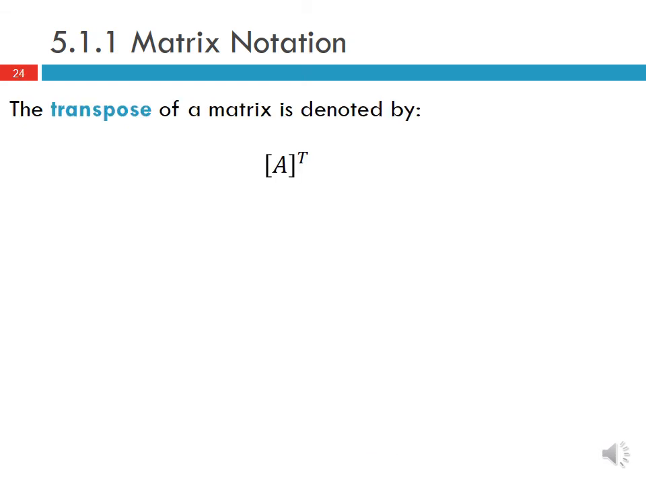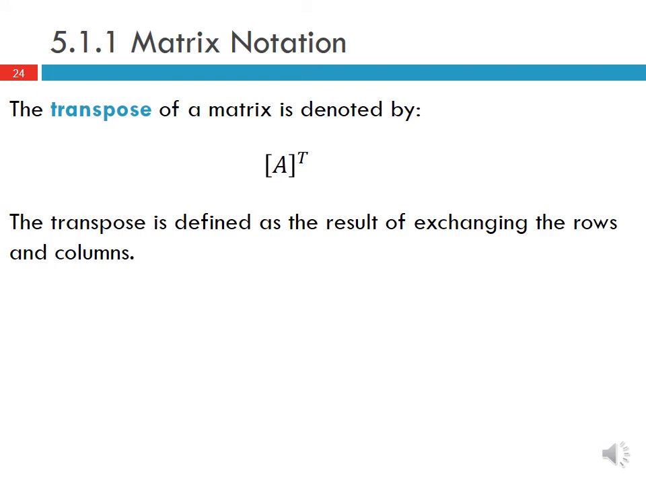So the transpose of a matrix is denoted by the matrix followed by the superscript T. And the transpose is defined as the result of exchanging the rows and columns. So if I have a matrix B, which is equal to the transpose of A, that means the elements Bij are equal to Aji. So I exchange the rows and columns and I get my transpose.